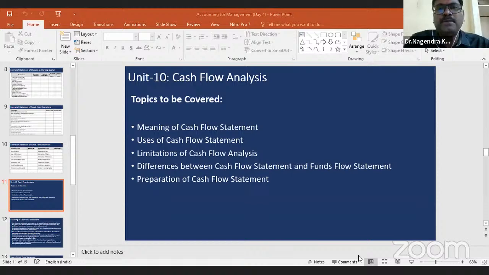Let us try to understand how to solve a funds flow statement problem with the process that we have discussed. See, I will share a problem with you now. Let us discuss one problem so that we will understand the process of preparing a funds flow statement.